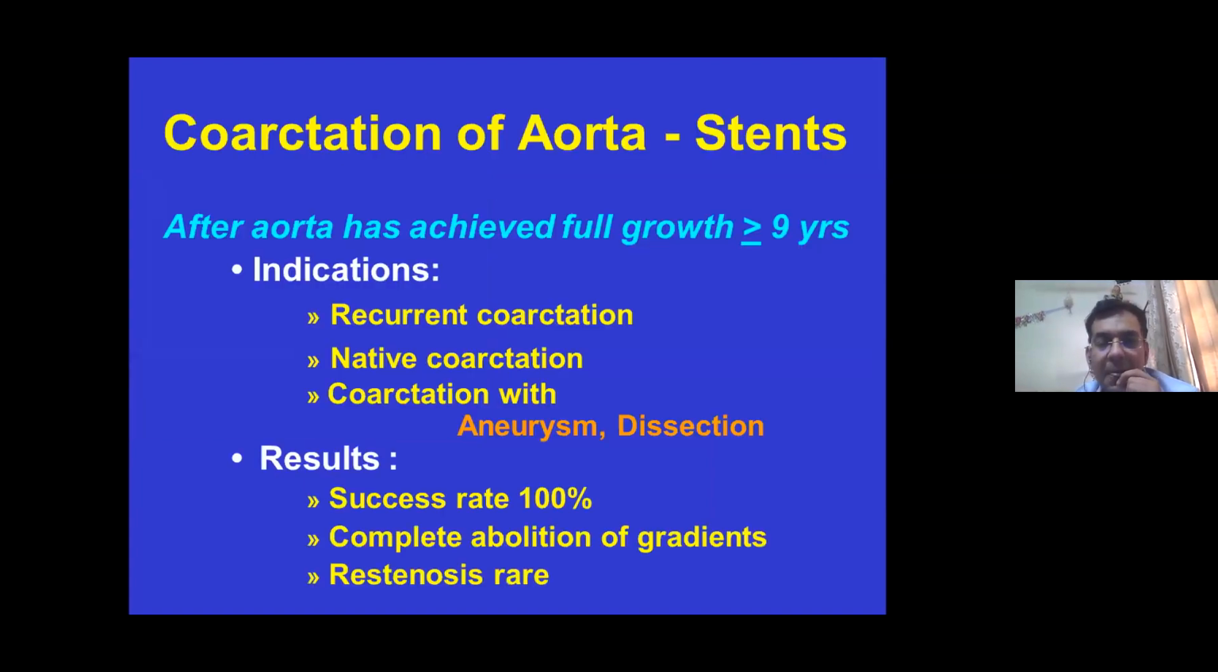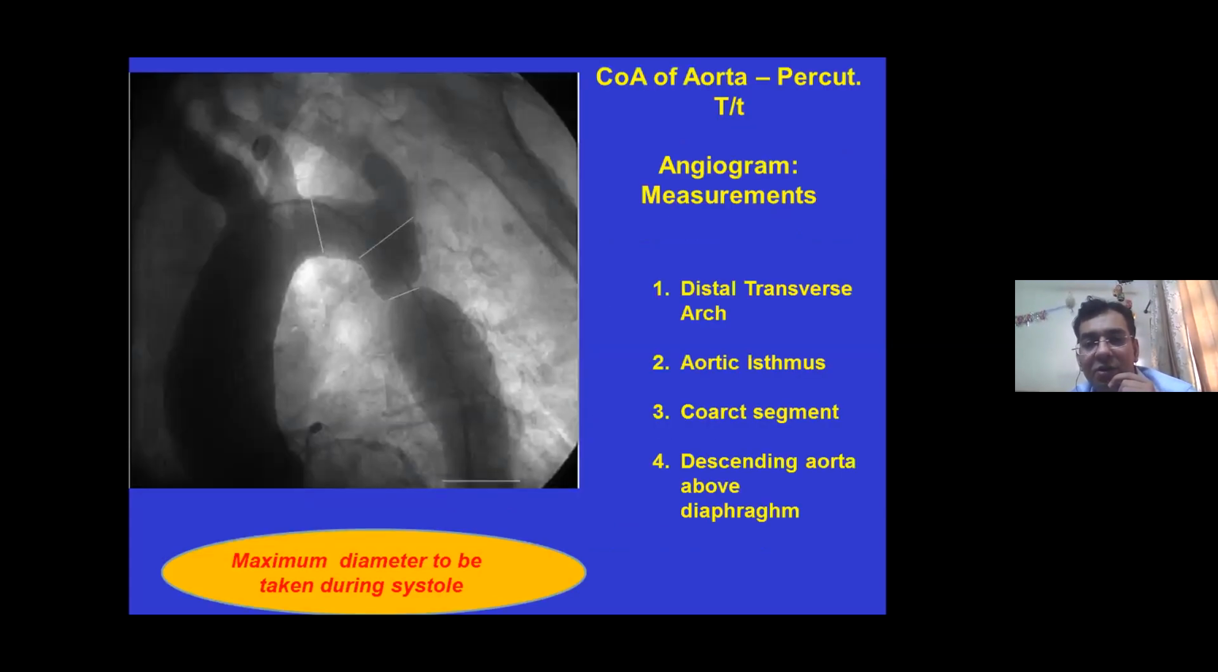Now, for coarctation of aorta stents, full growth of the segment is achieved when the patient is more than 9 years or 25 kgs. So in a case of recurrent coarctation, or native coarctation in a patient who has achieved this age, or a coarctation associated with aneurysm or dissection, one should always consider stenting. And in all these settings, it is always a good idea to go for a covered stent. The success is almost 100% because there is complete abolition of gradients, as was seen in our case, and restenosis is always less with a stent in situ.